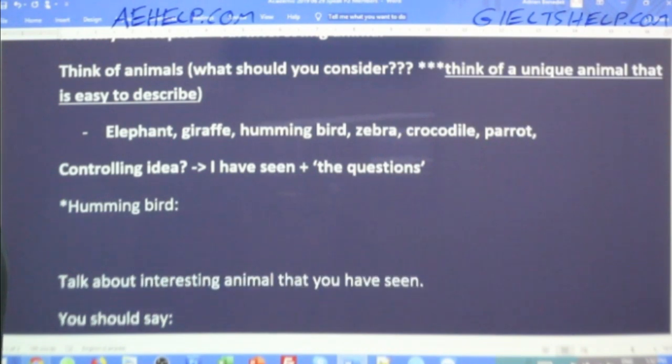And now you're going to talk about its appearance. You don't need to write down appearance. You can just write down the letter A.